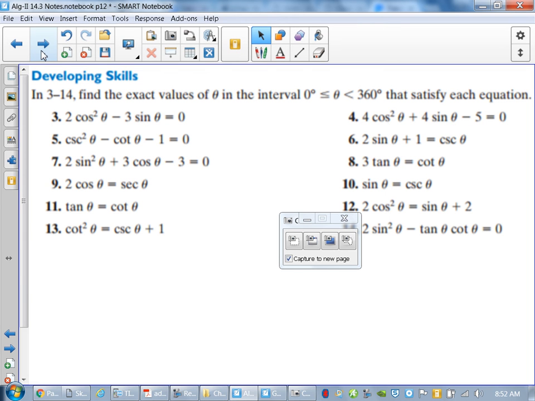So what I want to do is walk you through a couple of these and talk about how we solve the equations again via one revolution, or general solution. Okay? So I'm going to look right away at number 3.